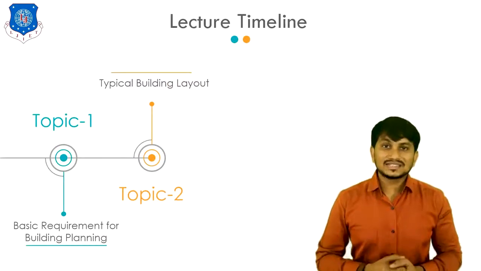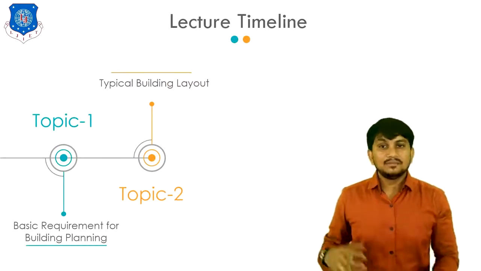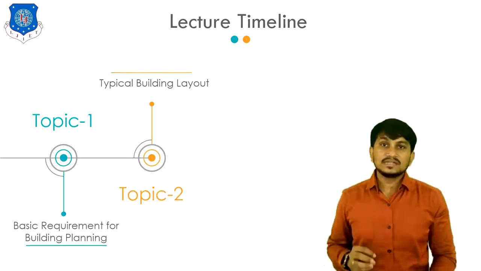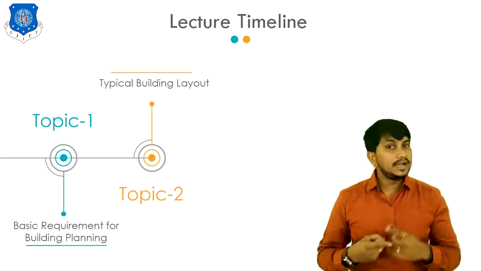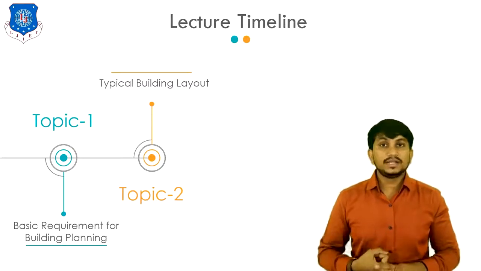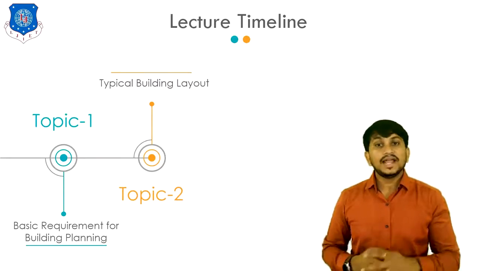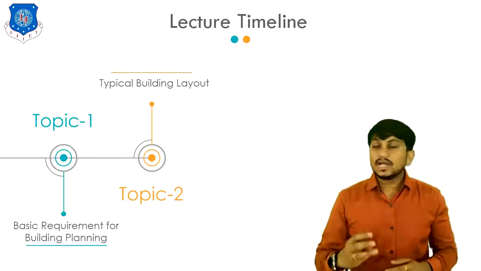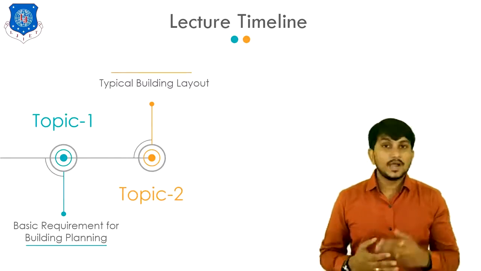I hope you all understand these two topics. Basic requirement for building planning, in which we have understood five requirements like selection of site, building bylaws, orientation of the building, basic requirements of a building and functional requirements of the building. And in typical building layout, we have covered key plan, site plan and layout plan.